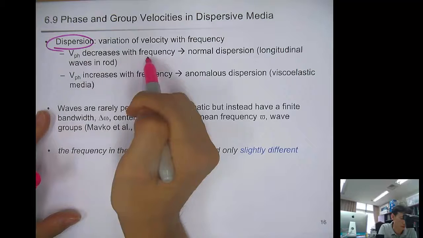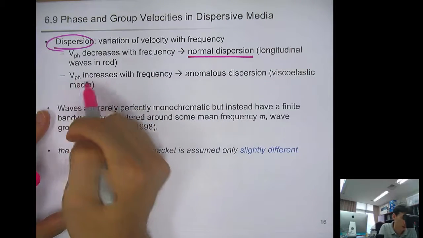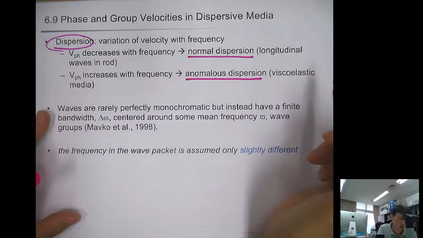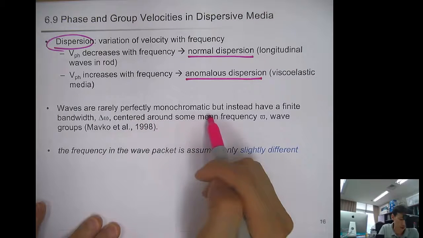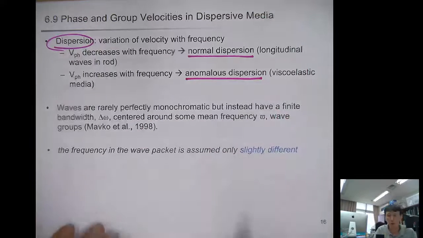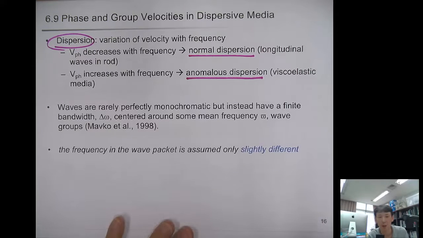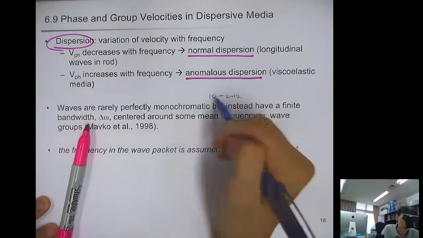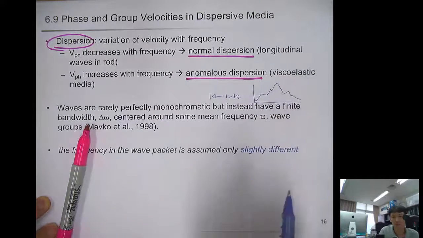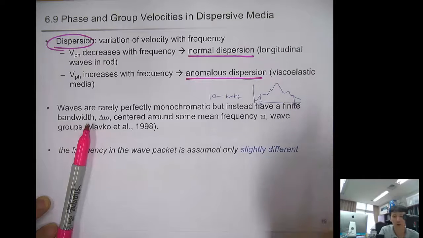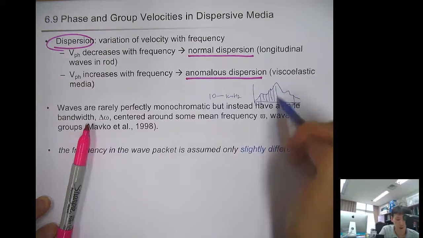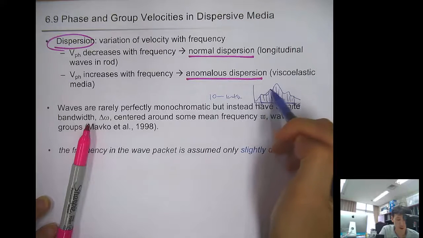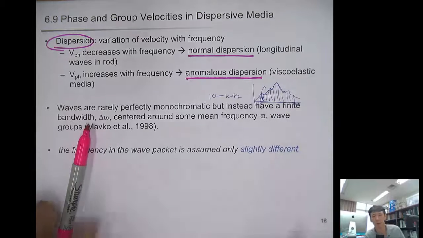If the phase velocity decreases with frequency, it's called normal dispersion. If the phase velocity increases with frequency, it's called anomalous dispersion. Waves are rarely perfectly monochromatic, but instead have a finite bandwidth. So when you stomp on the media, it will create a wave, but that wave does not have only one frequency. It will contain a band of frequencies. If the band is, say, 10 hertz to 100 hertz, then your frequency spectrum will look like this, with 10 and 100 here. Energy is spread over a certain frequency range, so each frequency will have its own phase velocity.